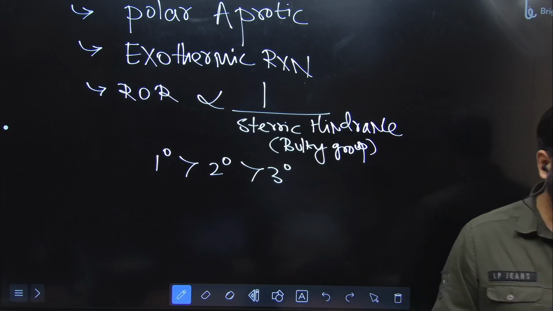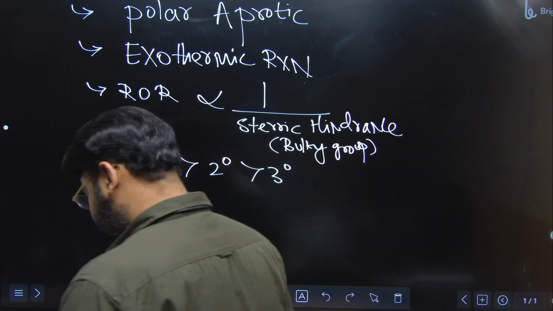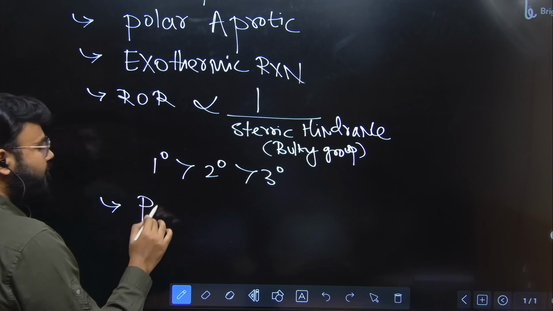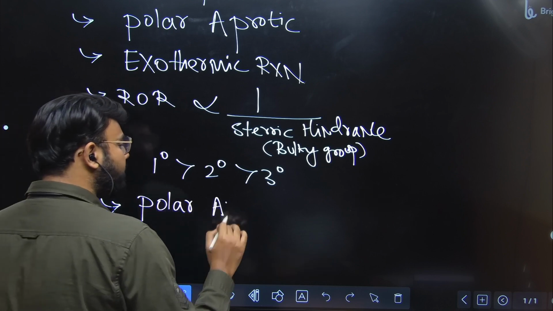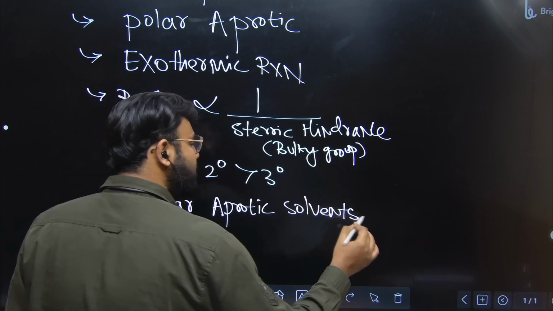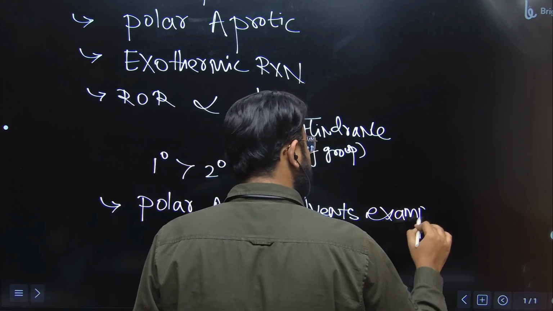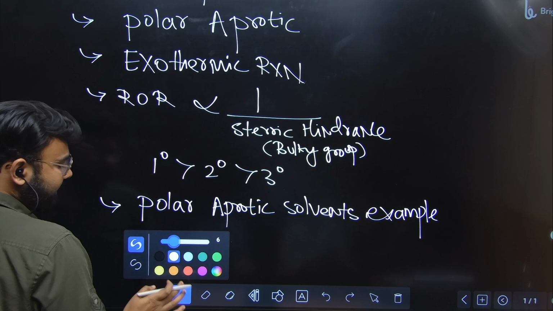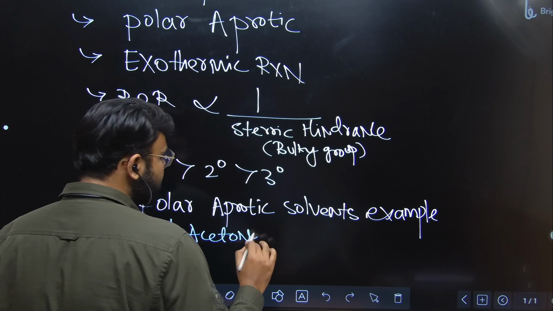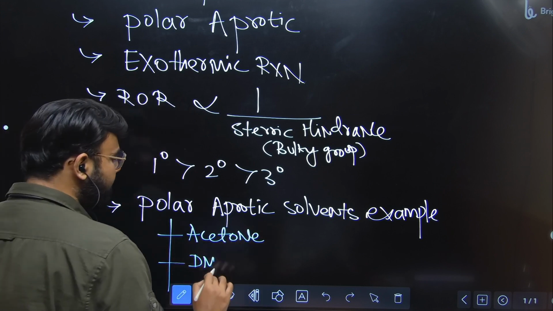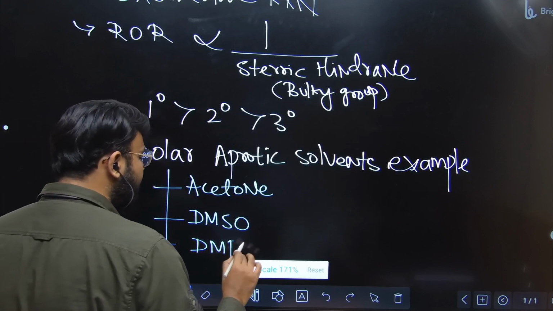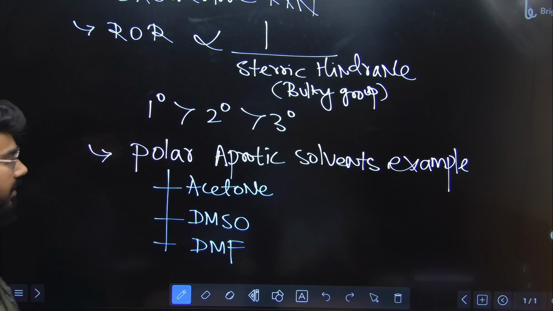Yes, sir. Okay. So now let's write down one more thing. The examples of polar aprotic solvents. You need to write an example for them. So first is the best one, acetone. Second one is DMSO, dimethyl sulfoxide. Last one DMF, dimethyl formamide. Okay, so write it down.